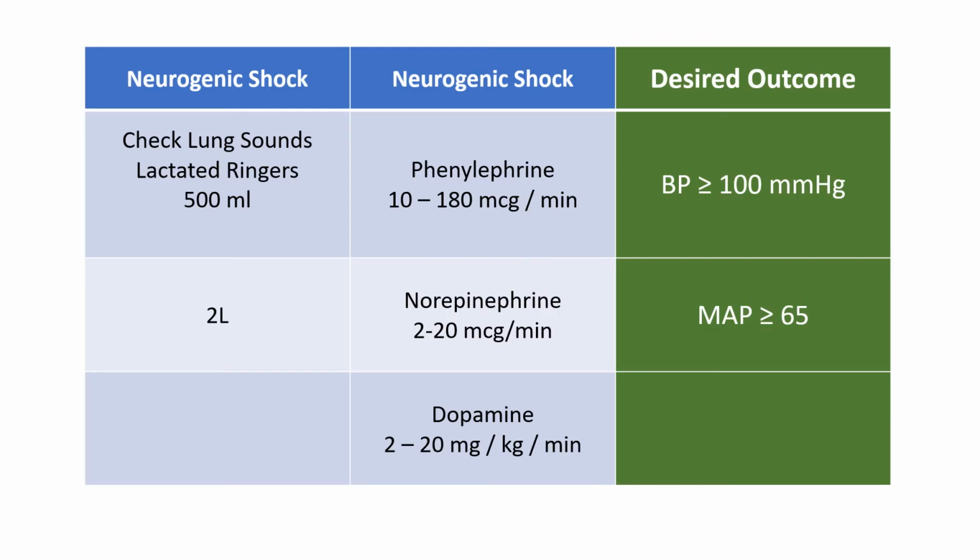Your desired outcome for treatment of neurogenic shock includes a blood pressure greater than or equal to 100 systolic or a MAP greater than or equal to 65. You're going to check those lung sounds, administer lactated Ringer's, 500 milliliter boluses up to 2 liters total, then move on to pressors, including phenylephrine, norepinephrine, and dopamine.